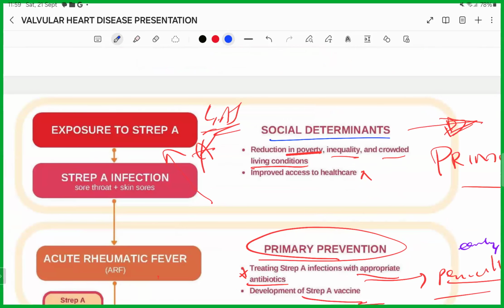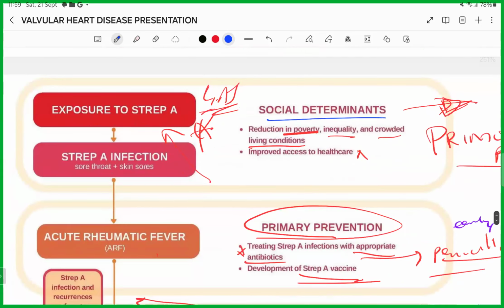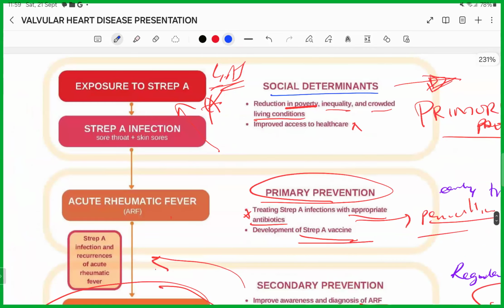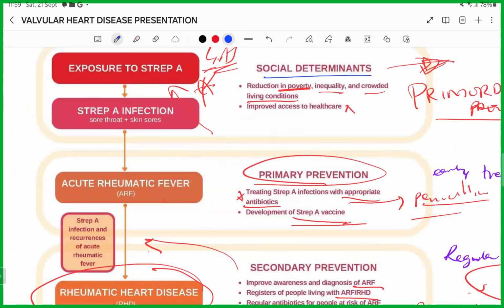And then for primary prevention, now this is someone who's been exposed, they've gotten the infection, but you don't want them to get rheumatic heart disease.